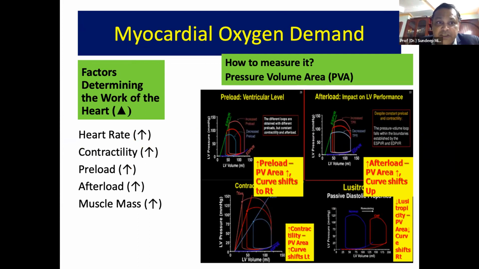Talking about oxygen demand, the factors that contribute to increased oxygen demand are increased heart rate, increased contractility, increased preload, increased afterload, and muscle mass. So if any of these things happens, for example, if there is some problem and there is tachycardia, that will increase the myocardial oxygen demand, and that will cause us some problems.